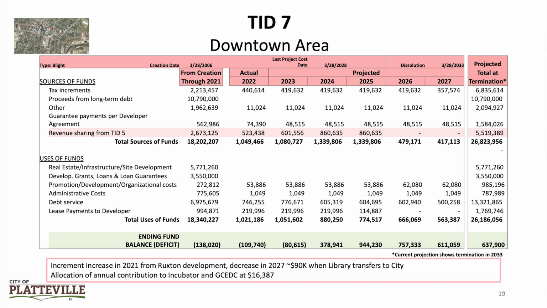And then you can see the total sources of funds was $1,049,466. And you can see also here in the kind of peach highlight is the money coming in from TID 5. So that is the shared increment from TID 5 at $523,438 in 2022. And then you can see the uses of funds, so the promotion development organizational costs and admin costs, the debt service of $746,000 in 2022, and then the lease payments to the developer.